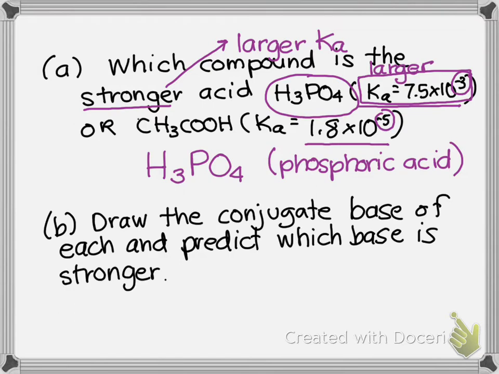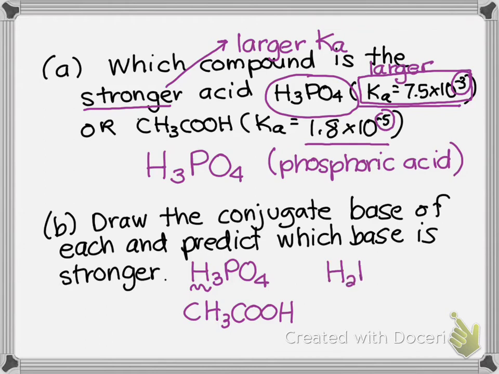The second question says, draw the conjugate bases of each and predict which base is stronger. So what we recall, here are my two acids as given in letter A. And what I know, acids donate their hydrogen. This one will donate the hydrogen in the front. So if I take away one H plus, I get H2PO4. When I'm taking away H plus, you have to leave a negative behind.